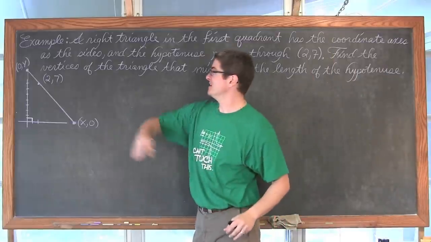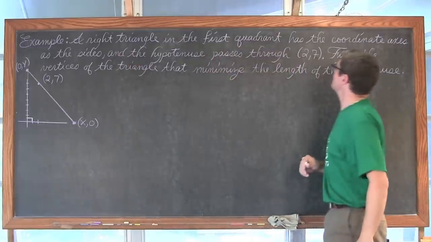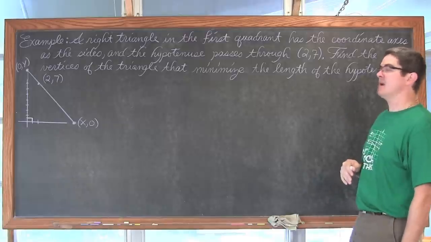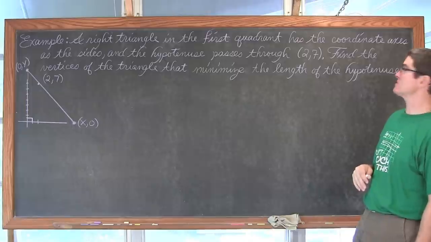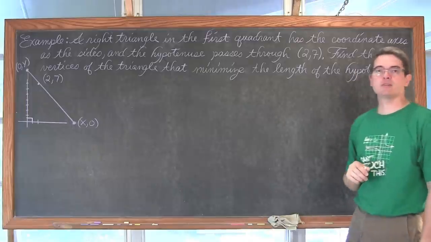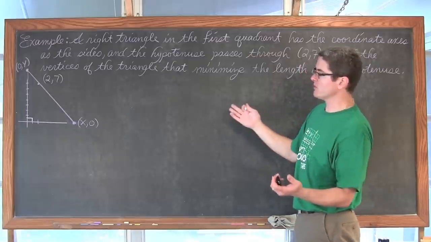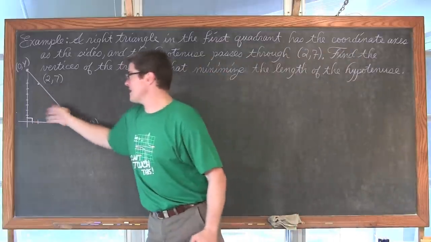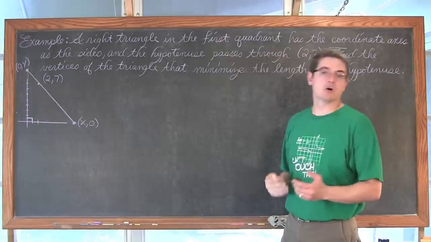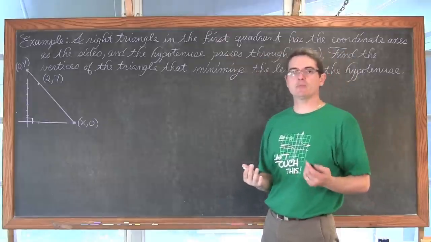Last example. A right triangle in the first quadrant has the coordinate axes as the sides, and the hypotenuse passes through the point (2, 7). Find the vertices of the triangle that minimize the length of the hypotenuse. Well, when we're dealing with right triangles, the vast majority of the time, unless we're doing a little right triangle trig, SOHCAHTOA and all that good stuff, we're dealing with the Pythagorean theorem.